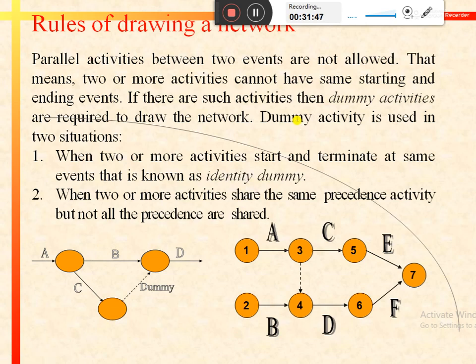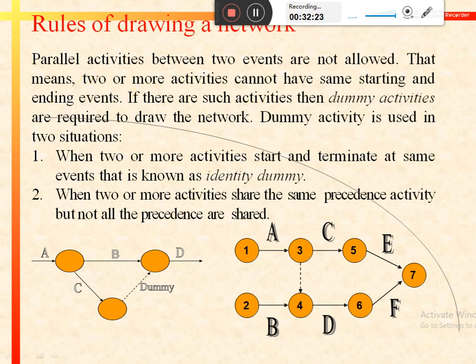So here comes the concept of dummy activity. Dummy activities are those activities which are not real activities and do not represent any real part of a project, but we have to show them in a particular network. And in what situations do we need to draw the dummy activity? In unusual circumstances in which there are two or more activities that have the same starting and ending events.